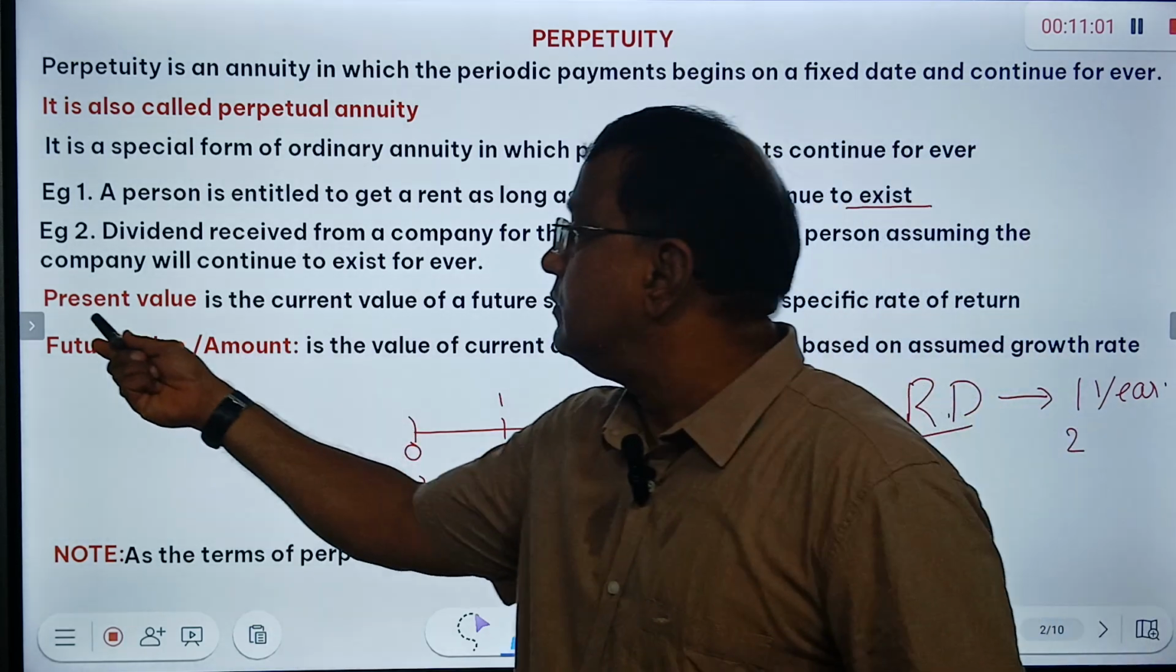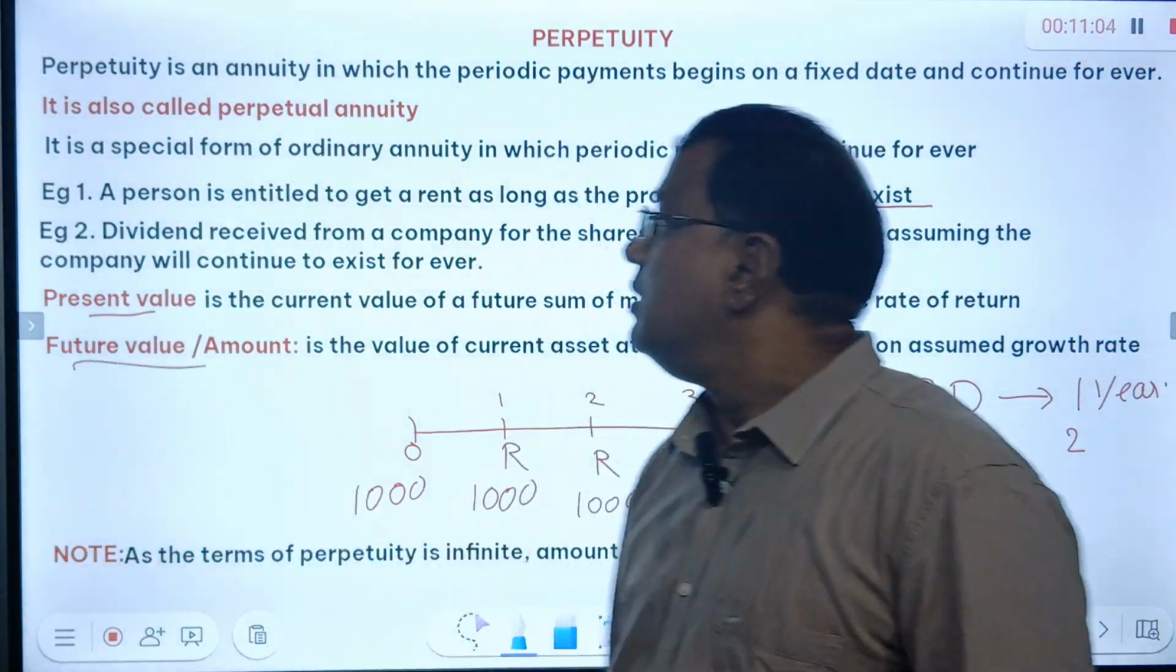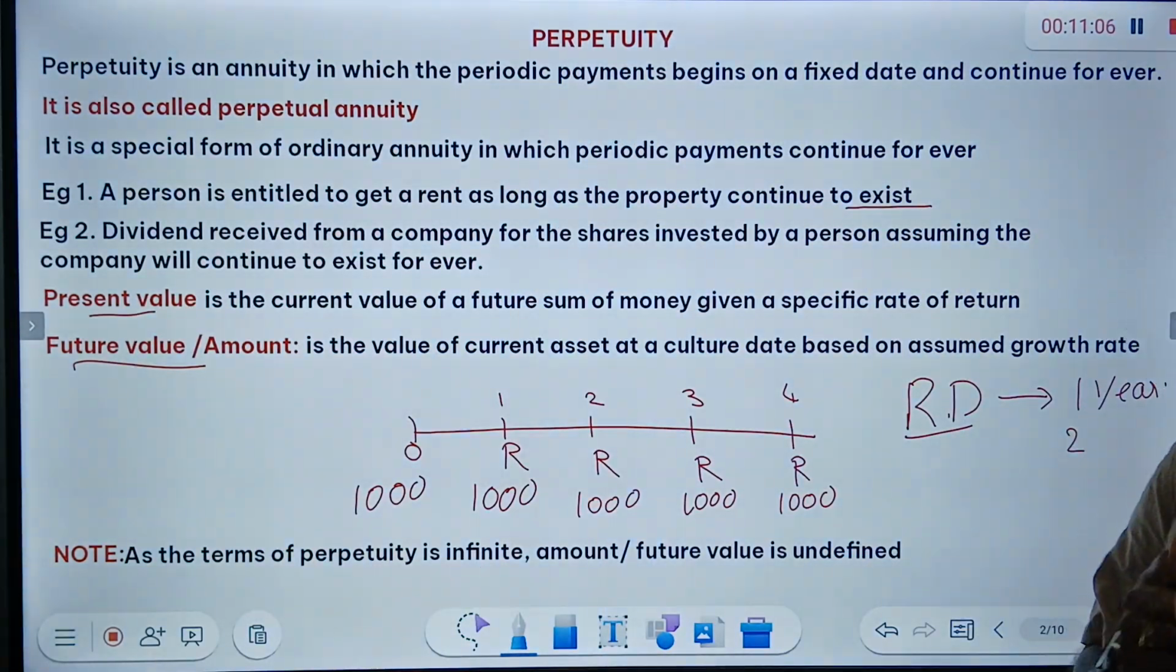Now look at these terms. Already you know these terms. Present value. Okay, now what is present value?